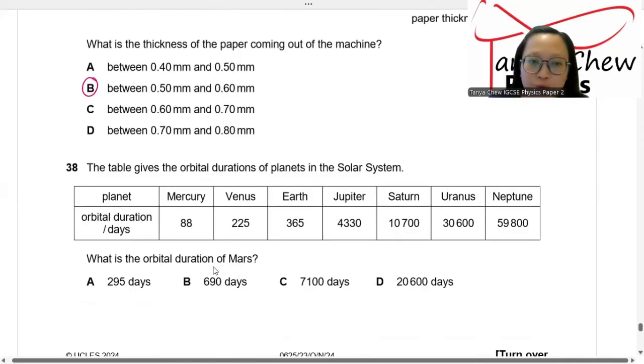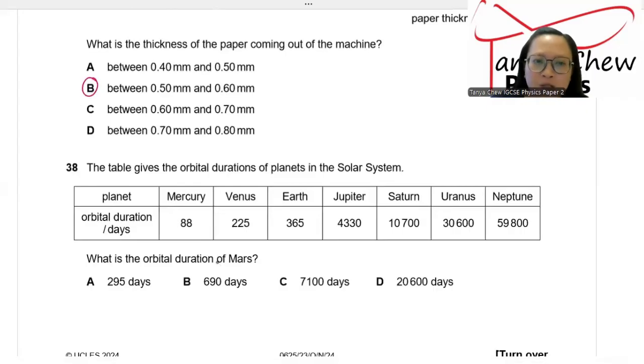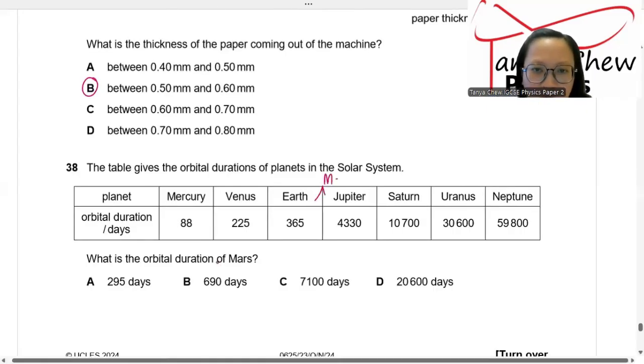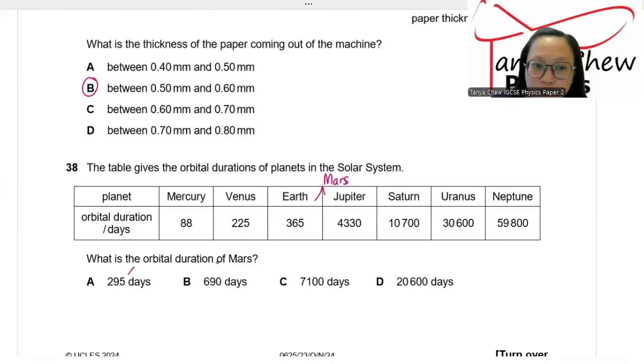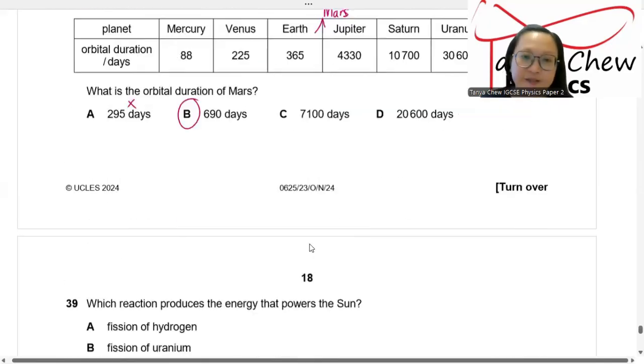Number 38, the table gives the orbital durations of planets in the solar system. What is the orbital duration of Mars? Where is our Mars? Mercury, Venus, Earth, and after Earth, this is Mars. Okay, the orbital duration must be larger than Earth, so it cannot be 295 days, and must be lesser than Jupiter. So B is the correct answer, 690 days.